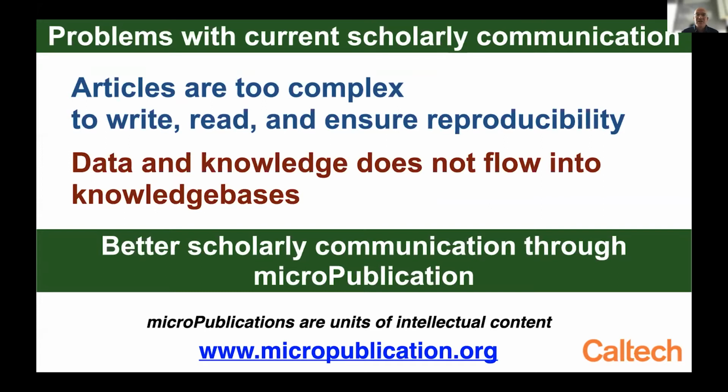Other problems with current scholarly communication. The main thing is data and knowledge don't flow into knowledge bases, and also, as we won't discuss here, articles are too complicated to read, write, and review to ensure reproducibility. So because of that, we decided to try to explore what it would be like if curators control the publication. So we started with this micro-publication concept that's published by Caltech Library and at www.micropublication.org.